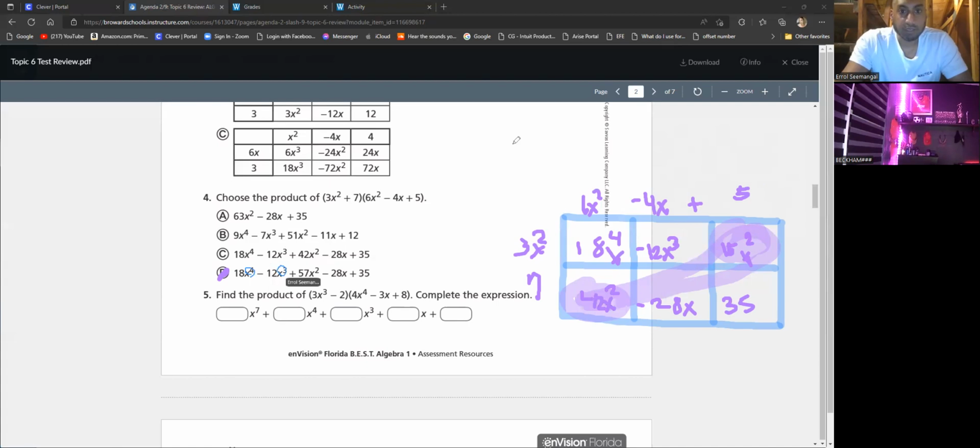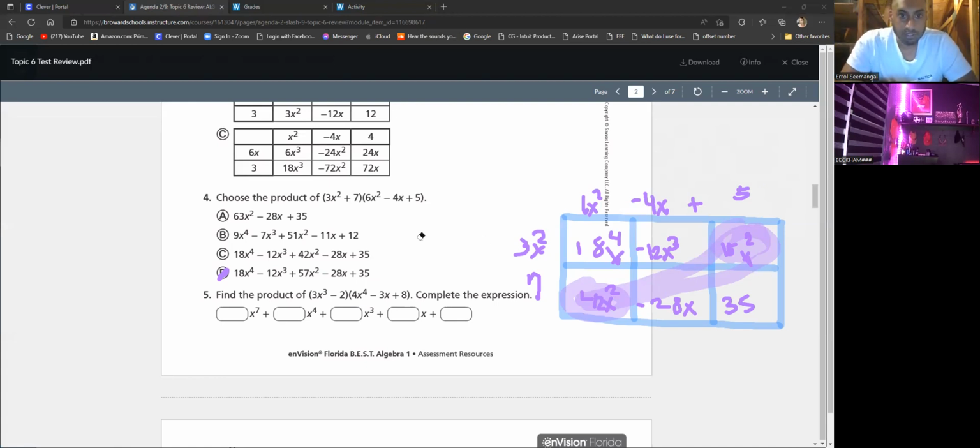But it doesn't always have to be in decreasing order. As long as you have the right terms, it doesn't matter the order. 4, 3, 2, 1, 0. This is x to the 0. They can be mixed up, but as long as they're the right terms, it's fine. All right, that one's good. 4D is good. All right, 5, same idea.